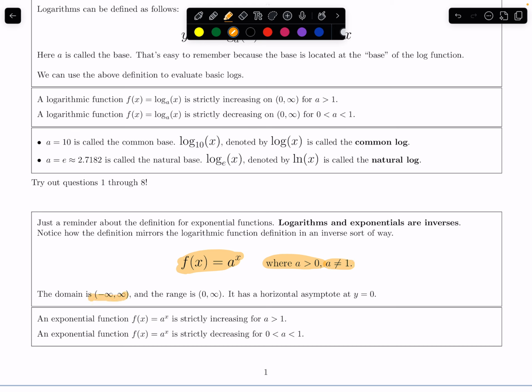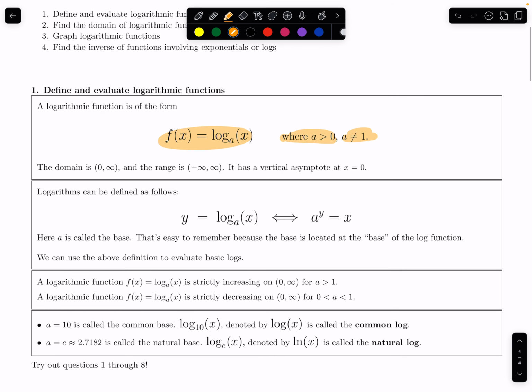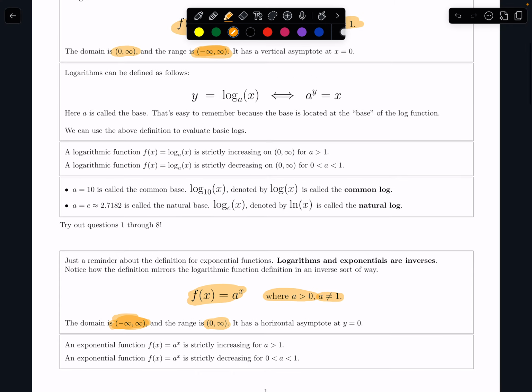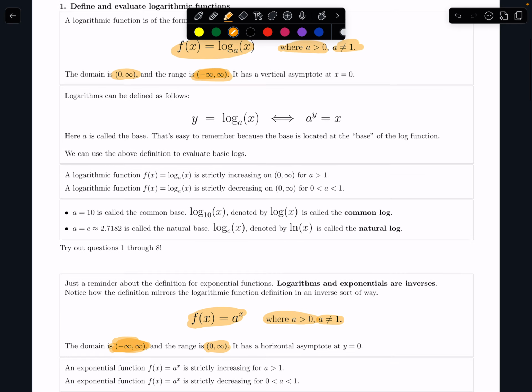And then look at the domains. The domain for exponential function, remember, was negative infinity to positive infinity, and the range was 0 to infinity. Well, look at the domain and range for the logarithmic function. Domain is 0 to infinity, and range is negative infinity to positive infinity. And this all makes sense because remember we've mentioned that these guys are inverses of each other. Well, inverse functions have opposite domains and ranges, right? So it all kind of comes together.